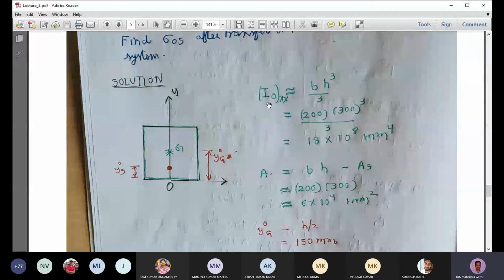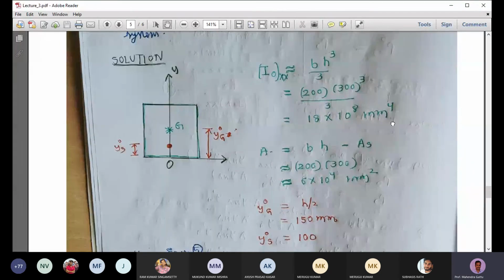So let's find out what is I naught xx. So I naught is moment of inertia of this rectangle about the base. So that is bh cube by 3. So it is 200 into 300 cube by 3. So 27 by 3, it is 9. 9 into 2, 18. So 18 into 10 power 8 millimeter power 4.